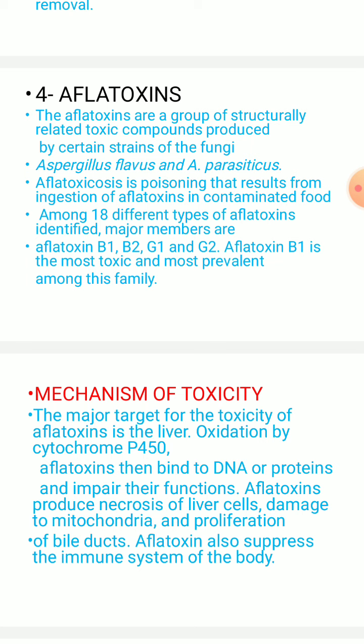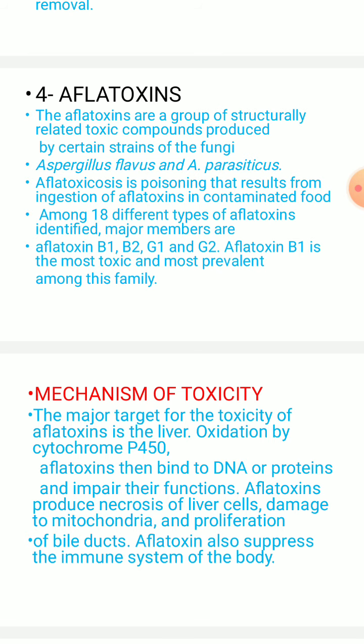This poisoning results mainly from the ingestion of aflatoxins in contaminated food, and exposure to these toxicants in working places can also happen. Among 18 different types of aflatoxins identified, the major members include aflatoxin B1, B2, G1 and G2. Aflatoxin B1 is the most toxic and most prevalent among this family of aflatoxins.